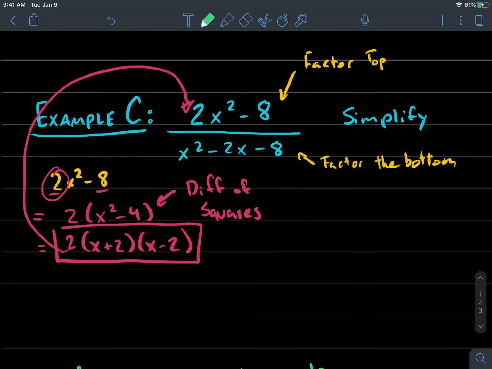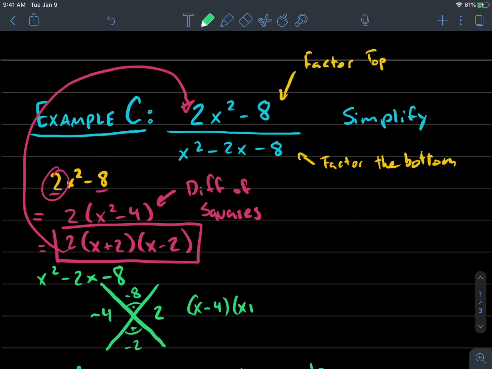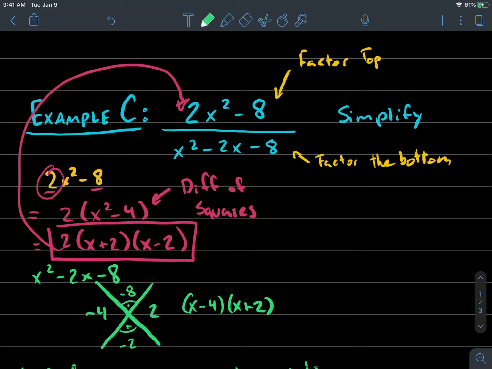And now what we're going to do is look at x squared minus 2x minus 8. All right. We're going to factor this. We can use the x method. Remember, we want to multiply to negative 8 and add up to negative 2. What multiplies to negative 8? 4 and 2. It's negative, so the bigger number is negative. So this factors out to x minus 4 times x plus 2.